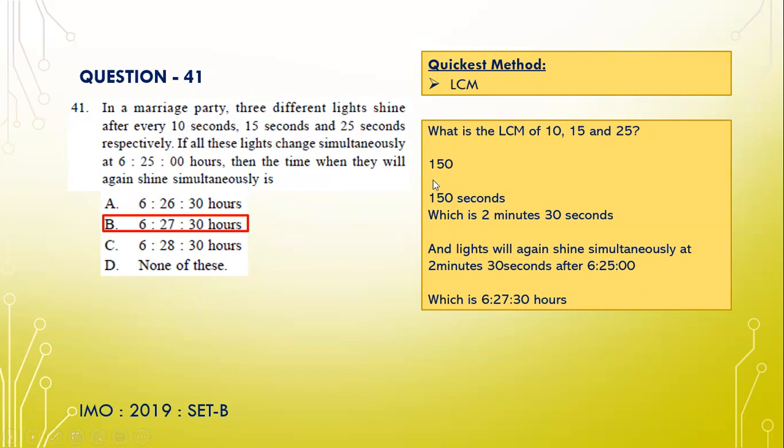So LCM is 150. So 150 seconds is the LCM. And what is 150 seconds? 150 seconds is 2 minutes 30 seconds, isn't it? Because 2 minutes is 2 into 60, which is 120 seconds. 120 plus 30 is 150 seconds. So 150 seconds is 2 minutes 30 seconds.